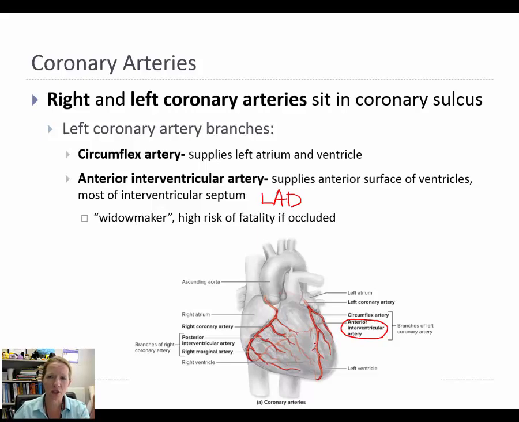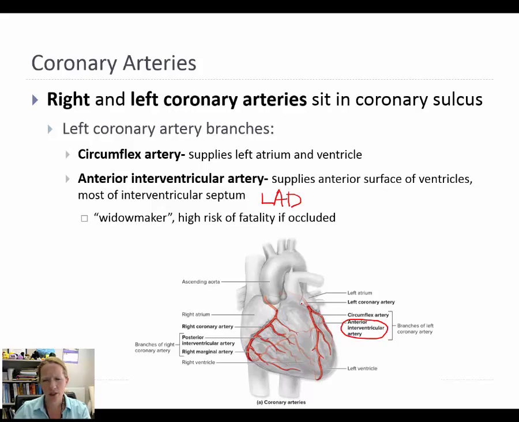That's why it's known as the widowmaker, because if you have an occlusion in this artery, then you have a higher risk of fatality. So that's why it's known as the widowmaker. And it happens to be one of the most commonly occluded coronary arteries as well.